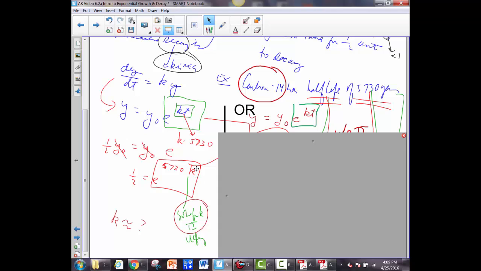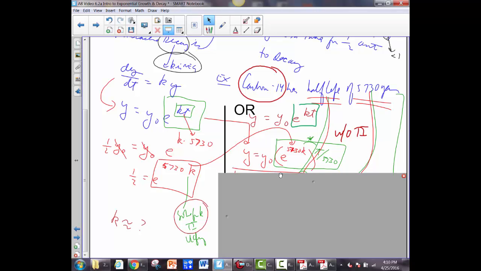Now, of course, there's only one unknown in this equation, which is k. You wouldn't be able to solve it by hand. I mean, you'd have 5730k equals the ln of a half. K equals 1 over 5730 times the ln of a half, but then you'd stop. So you'd need a calculator. It'll be an approximation, very ugly, lots of decimals. This is a better way to do it, okay?